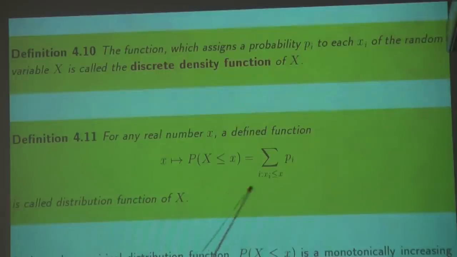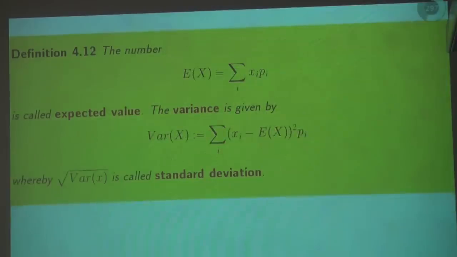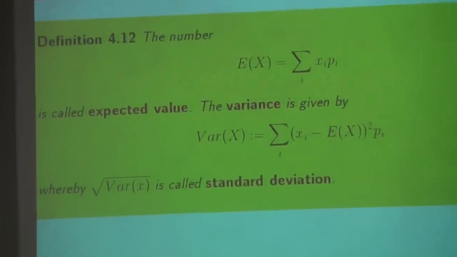If we sum up the probabilities for all values of our random variable, what will then be the result? 1, yes. So this is a monotonic function which starts with 0 at minus infinity and which ends with the value of 1 for plus infinity. Sometimes it's also called the cumulative distribution function.